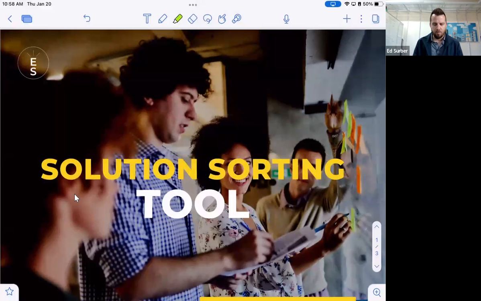So we call this tool the solution sorting tool because that's what it does. It's sorting out all of those great ideas as you're conducting your problem solving. We've done some other videos around structured problem solving, which you can watch at another time. But this is when we get to the phase of all of those great ideas that the team has brainstormed to solve a particular problem. How do we decide which ones to work on and in what order? This is a tool that we use to help us decide that.